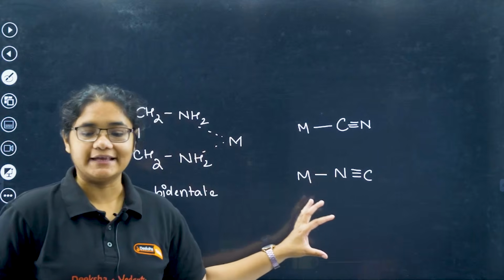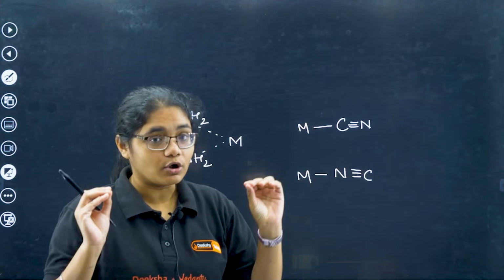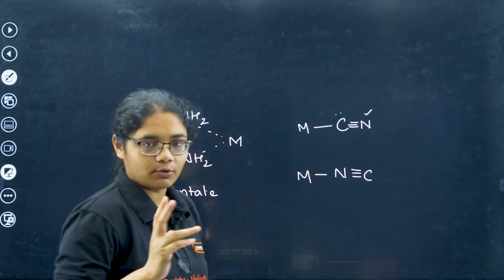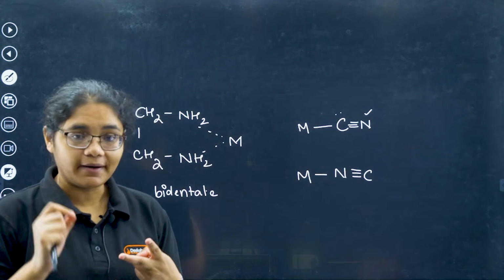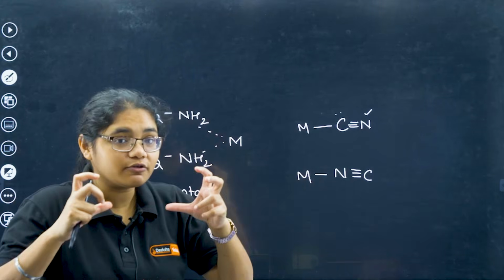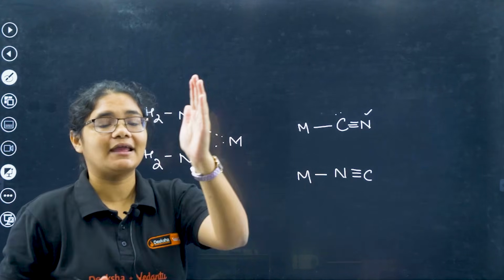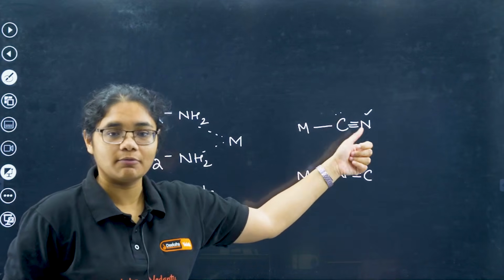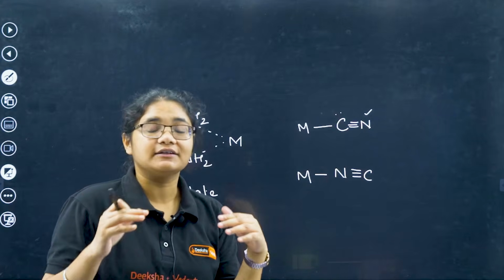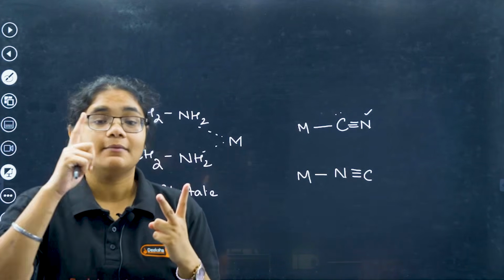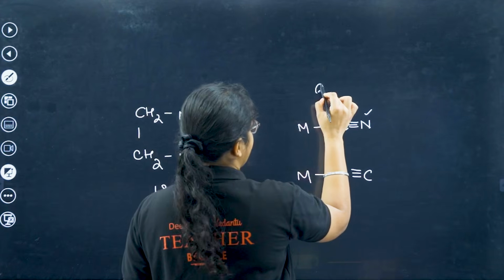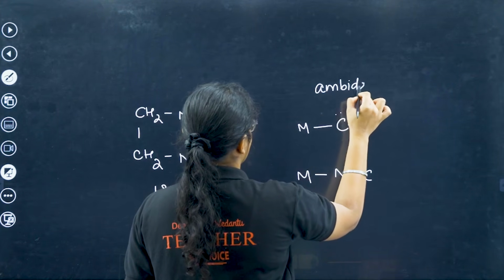Okay, so what I'm saying, in an ambidentate ligand also there are 2 donor sites. C can form a bond, N can also form a bond with the metal. There are 2 donor sites, but only one will form a bond with the metal at a single time. Means both of them are not forming a bond at the same time with the metal. When C forms, N is not forming. When N forms, C is not forming. But there are 2 donor sites. So a ligand which has 2 donor sites, but only one can form a bond with the metal at a single time, those types of ligands are called ambidentate ligands.